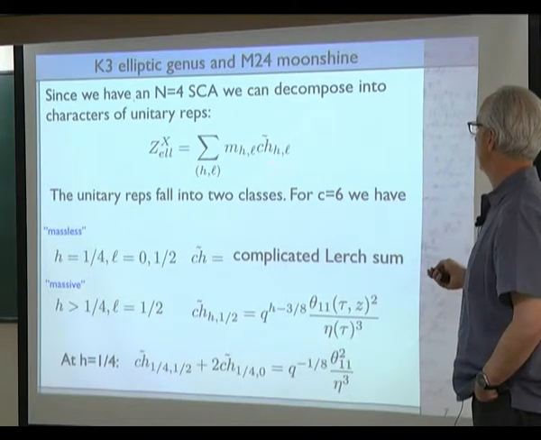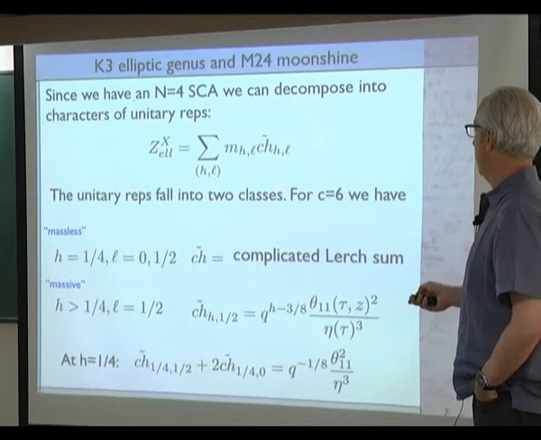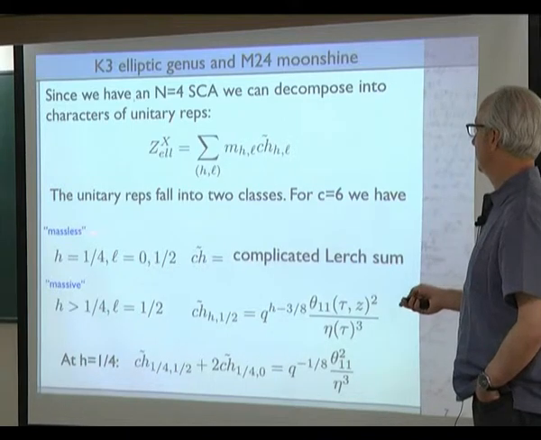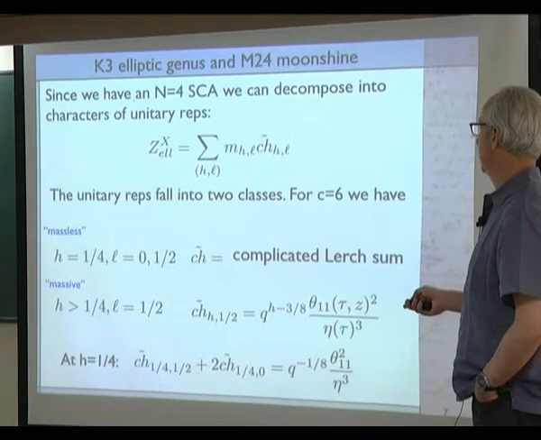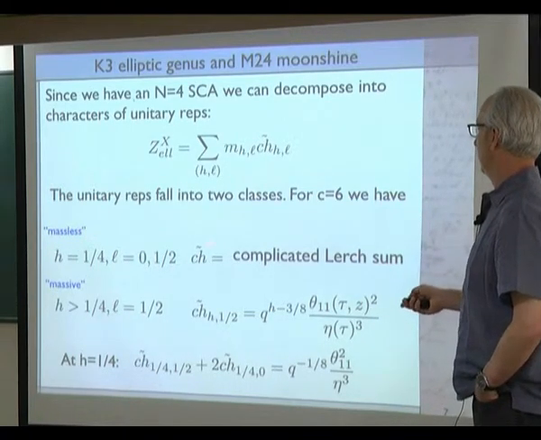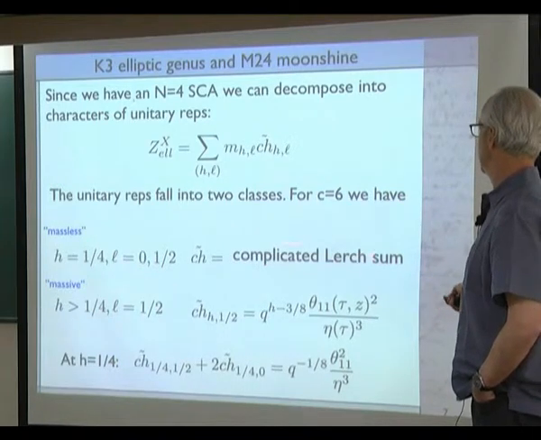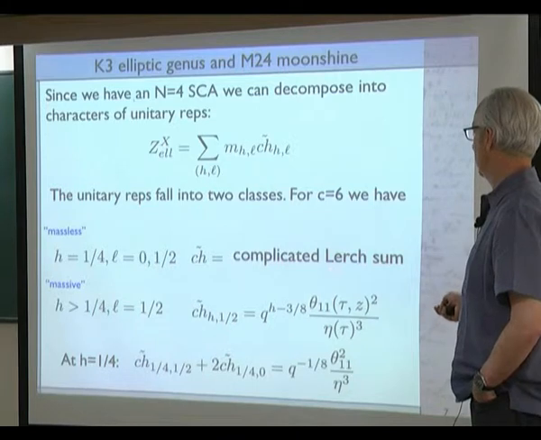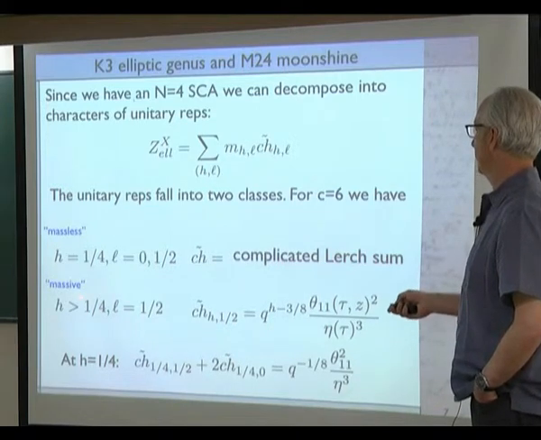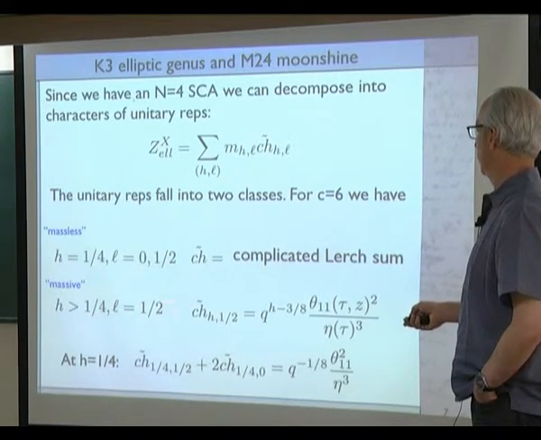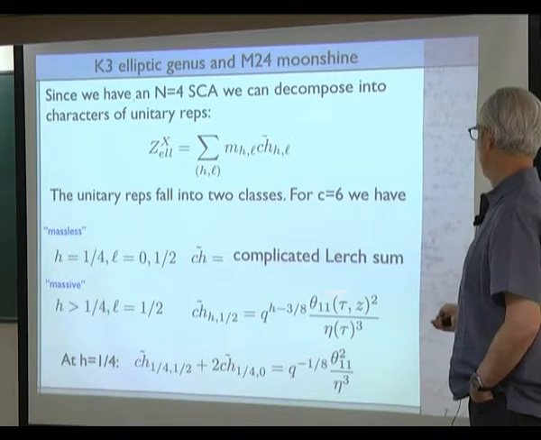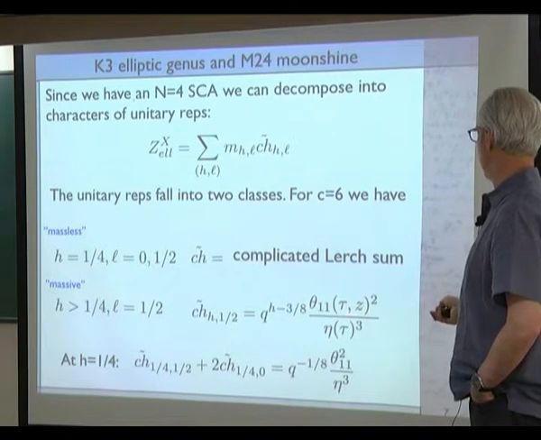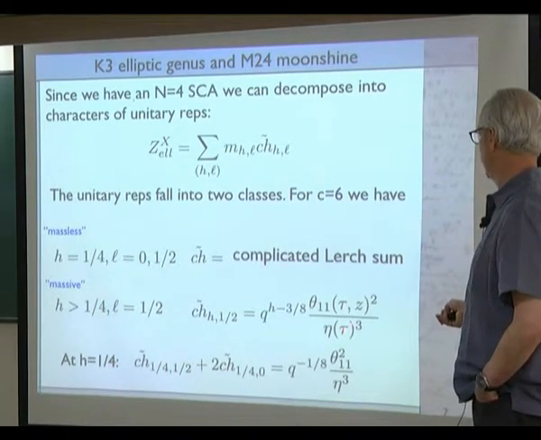These are characters in the Ramond sector. And there are 2 classes. There are so-called massless characters, which give rise to massless states in space-time. The character is a complicated Appell-Lerch sum, which I'm not going to write down. And then there are massive characters where h is greater than a quarter and l is equal to a half. And they have a fairly simple expression in terms of the odd theta function squared divided by eta cubed.